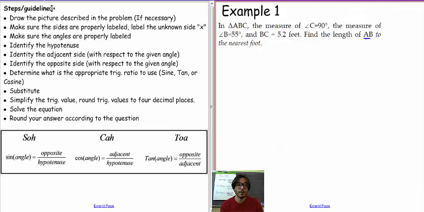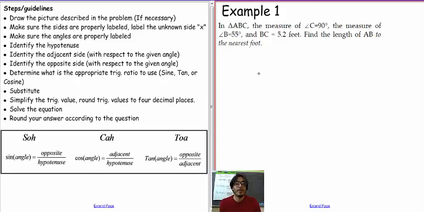So here are some steps and guidelines that I will use to work out example 1 that you see here to the right of your screen. Instead of just reading through the steps, I'm going to show you how each one applies to example 1 as I go through it. So let's go ahead and read example 1.